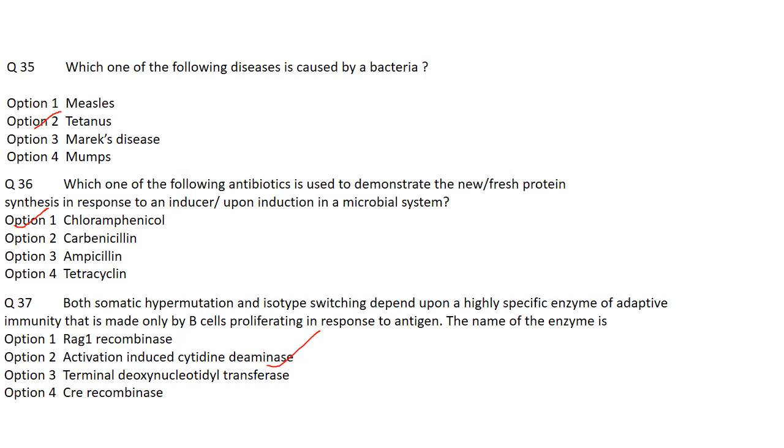Tetracycline inhibits the initiation of protein synthesis itself. And chloramphenicol inhibits bacterial protein synthesis by binding to the 50S ribosomal subunit. So chloramphenicol will be the suitable antibiotic. Then next one. And carbenicillin and ampicillin interfere with the cell wall synthesis in bacteria.